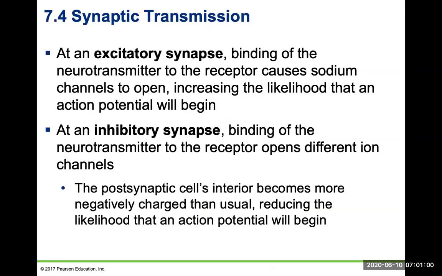At an excitatory synapse, binding of the neurotransmitter to the receptor causes sodium channels to open, increasing the likelihood that another action potential will occur in the postsynaptic neuron and continue the signal passage. At an inhibitory synapse, binding of the neurotransmitter to the receptor opens different ion channels, and the interior becomes more negatively charged than usual, trying to reduce the likelihood of reaching an action potential.